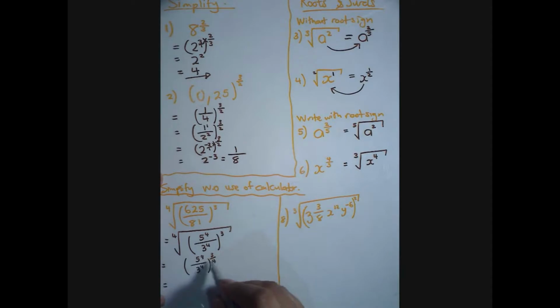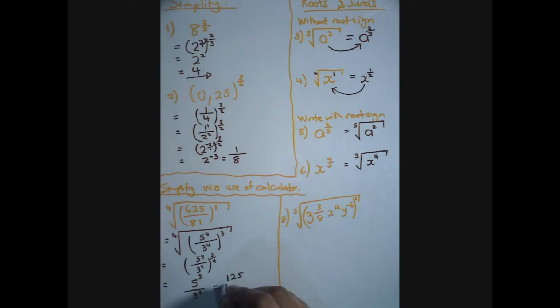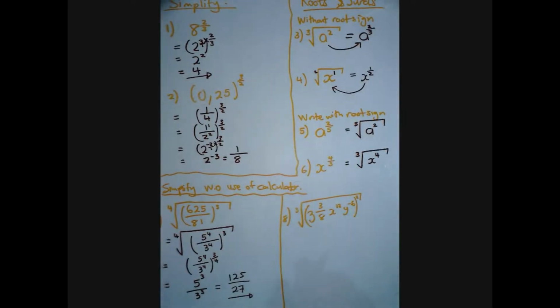Multiply my exponents on the inside with the exponents on the outside. Those 4 cancels out, so I'm left with 5 to the power of 3. Those 4 cancels out, I'm left with 3 to the power of 3. And if I had to go and use my calculator, which they won't even know, is equal to 125 over 27. And I leave it like this. I can simplify further, but we don't have to.